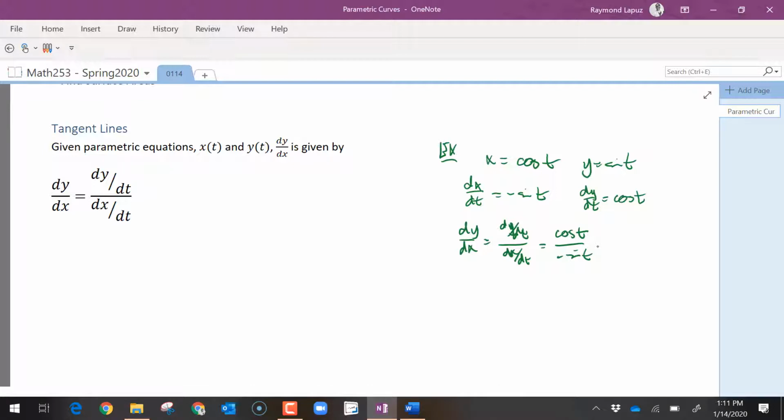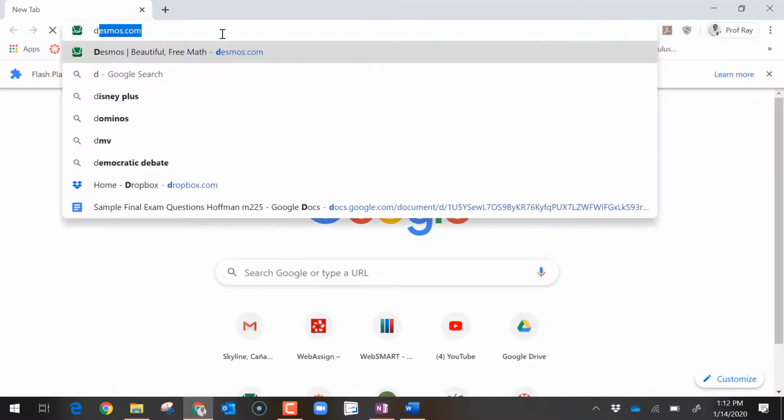We can get specific about which point we're talking about by putting in the value for t. What is this equal to? Is it tangent or cotangent or something? Negative cotangent.